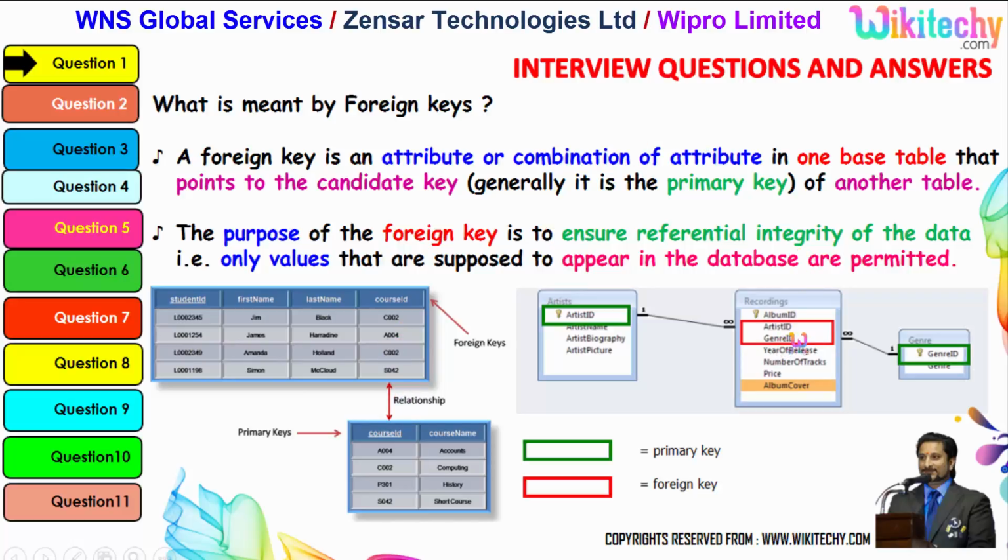You are able to see another example. Artist ID is the primary key, and it is made a foreign key here. Genre ID is a primary key here, and it is made a foreign key here.